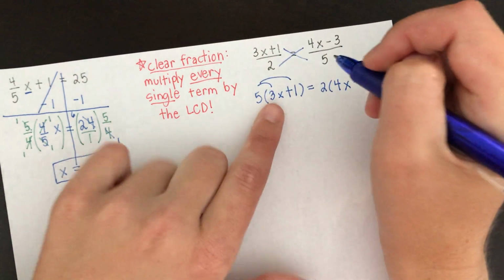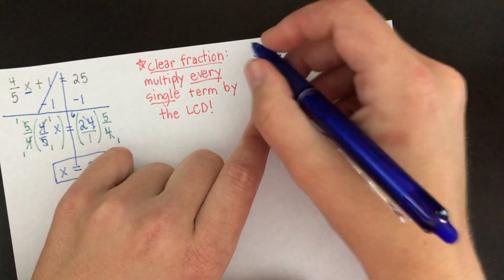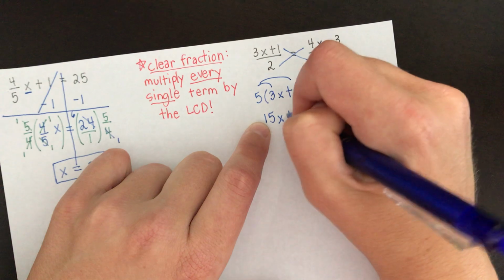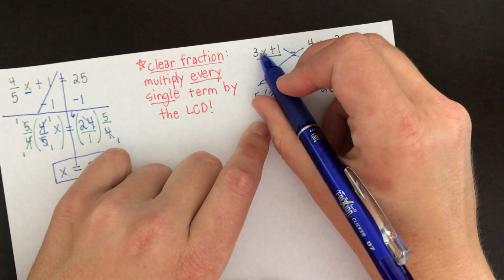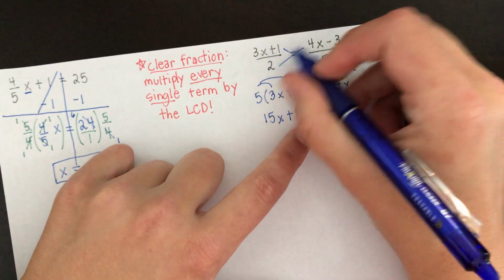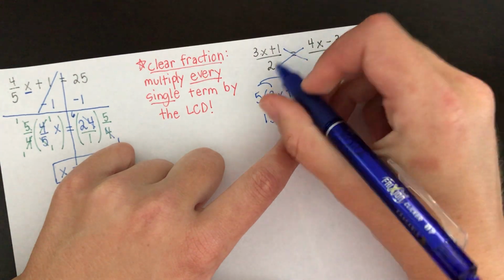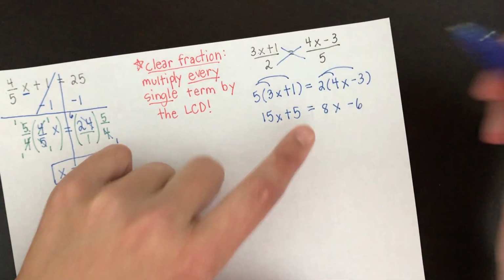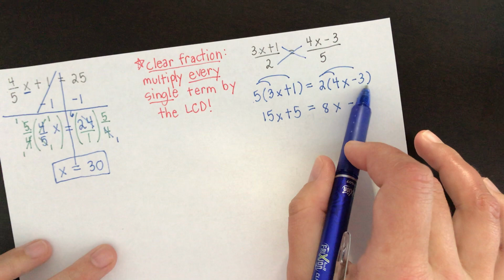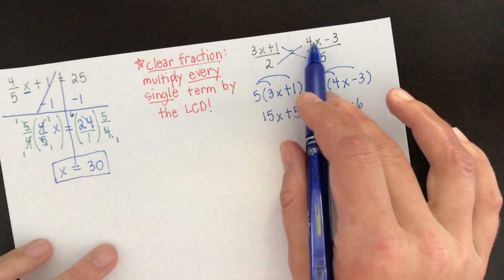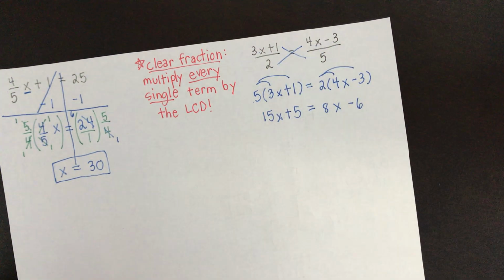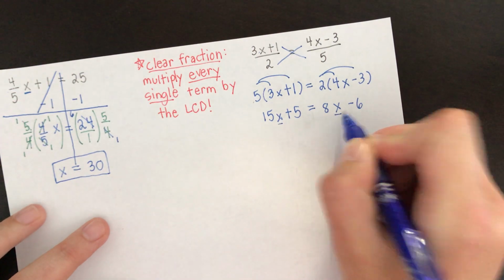Okay, so if you didn't need to write this step out, if you could have gone straight to 15x plus 5 because you knew to multiply, 15x plus 5 equals 2 is 8x minus 6. If you could have done it that way, that's fine. You don't have to write this step out if you don't need to, but just make sure that you distribute to both terms. Okay, so now you've got x's on both sides of the equal sign.